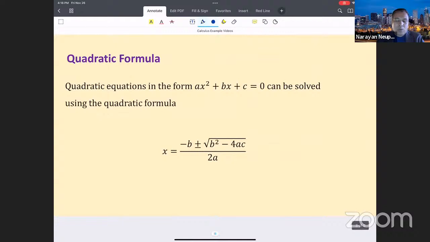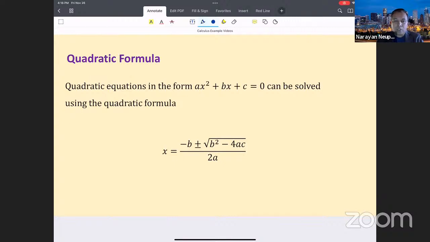So if you see any equation in this format, ax squared plus bx plus c equal to 0, or a second degree equation, that is called a quadratic equation. The coefficient of x squared is a. You can see the coefficient of x is b, and the constant term is c. And this expression is equated to 0.